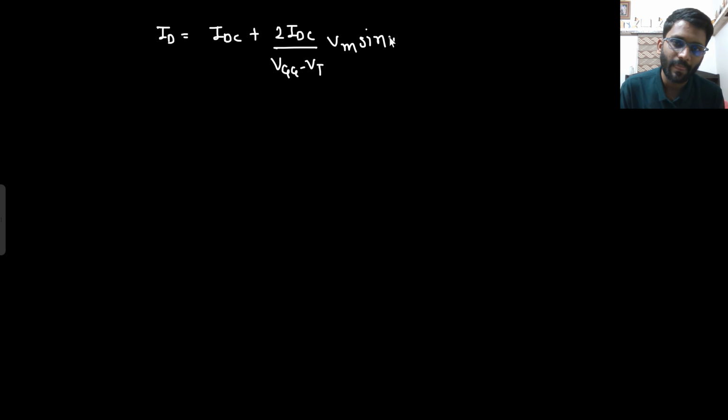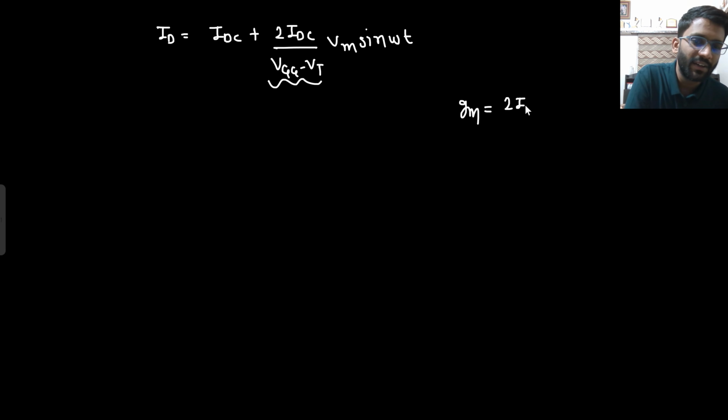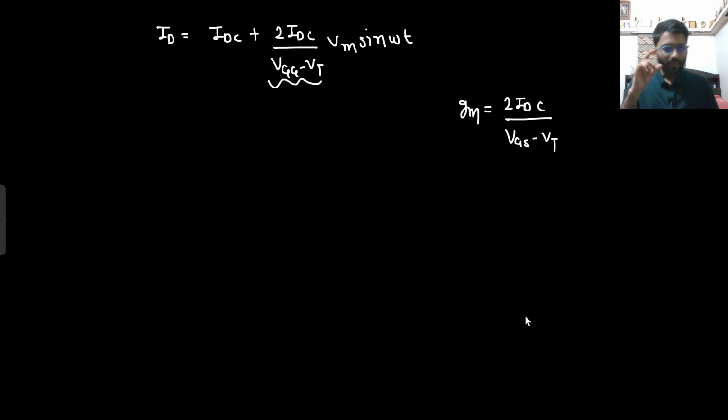Now tell me what is this expression? Those guys who have studied seriously will be able to tell what this expression is. This is gm, the transconductance. What is transconductance? We have studied, 2IDC by (VGS − VT). If I did not apply any AC signal, my VGS would be VGG only. So this will be my transconductance. So this expression 2IDC by (VGG − VT) is transconductance only.